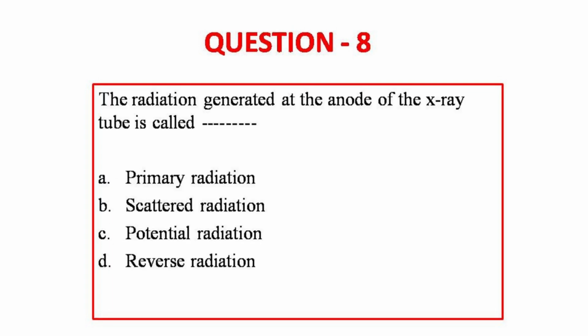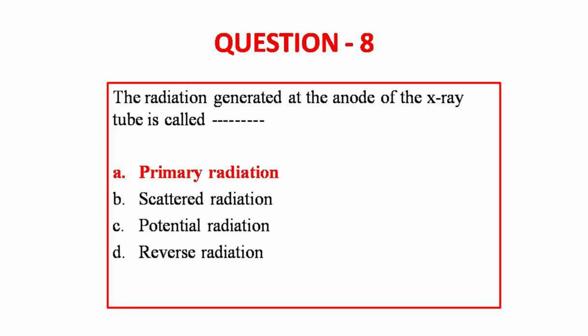So moving on to question number 8. The radiation generated at the anode of the X-ray tube is called, they've given 4 options: primary radiation, scattered radiation, potential radiation, reverse radiation. The answer to this question is primary radiation.